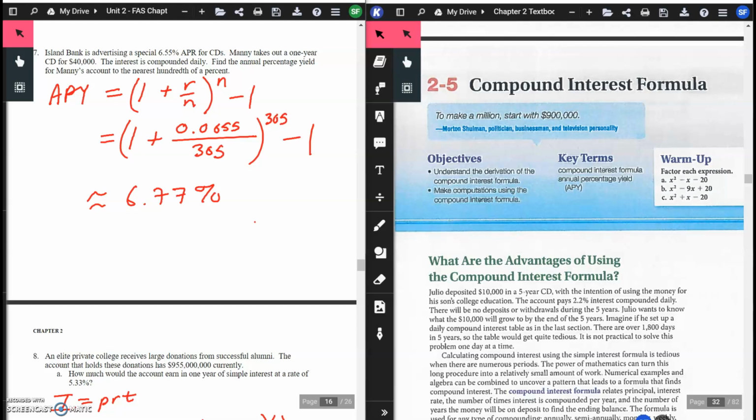So here is our second formula we had up in our notes: 1 plus R over N, to the N, minus 1. R is your rate, N is how it compounds. So 1 plus 0.0655, that's your interest rate, divided by 365 because it's compounded daily, raised to the 365 because again it's compounded daily, minus 1. When you multiply that out, you'll get 6.77%. Again, make sure you move the decimal 2 places to the right to get a percent.